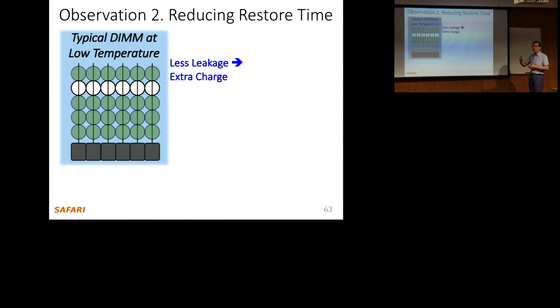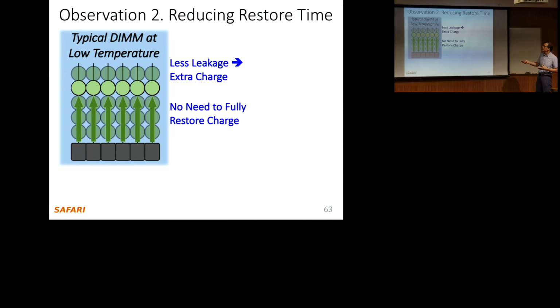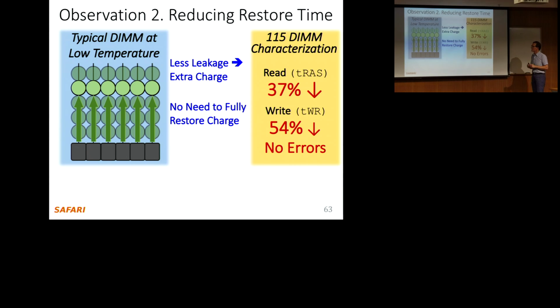The second one is reducing the restore time. This is interesting because this led to a lot of other work that basically led to partial restoration of the charge in DRAM cells, reducing the latency even more. But basically, again, at low temperature, you have less leakage, meaning that you have extra charge, meaning that you don't need to fully restore the charge over here for many cells, because you have enough charge to sense it afterwards, right? So that's the idea of partial restoration, not full restoration. And there are other works that built on this. You can see actually tens of works, I think, in this area right now. We have one that's upcoming at Micro that I'm going to very briefly mention.